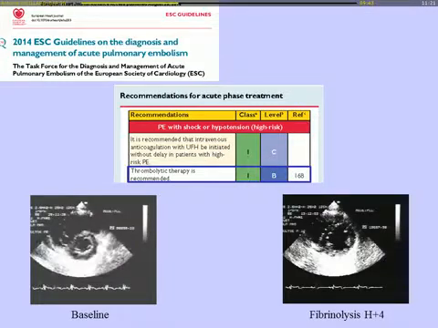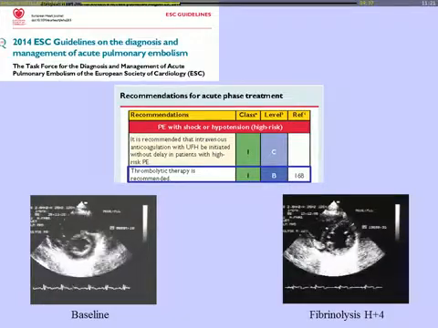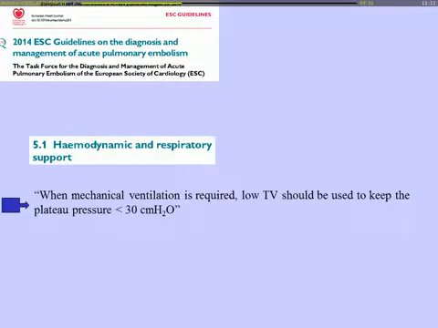And just to show you, before thrombolysis, this is the paradoxical septal motion, and 4 hours after the thrombolysis, you can see a complete normalization of the right ventricular function. But what is also interesting in the recent recommendations of the European Society of Cardiology regarding massive pulmonary embolism is that there is some recommendation regarding respiratory support.